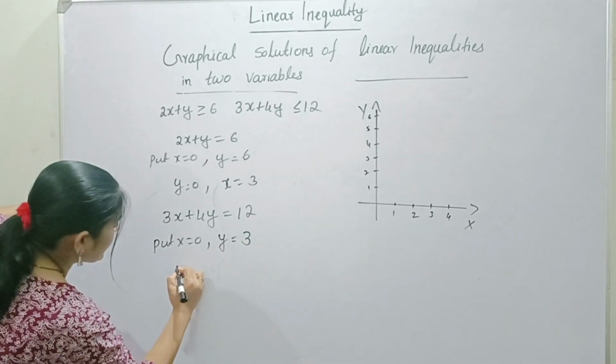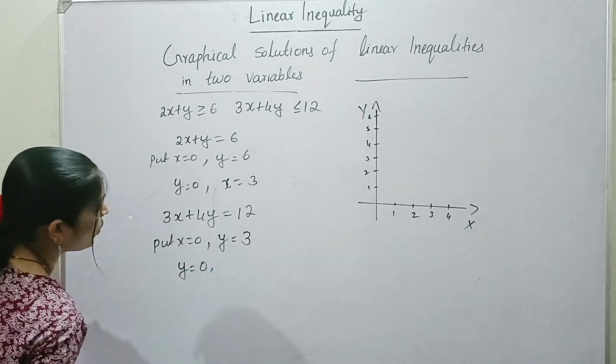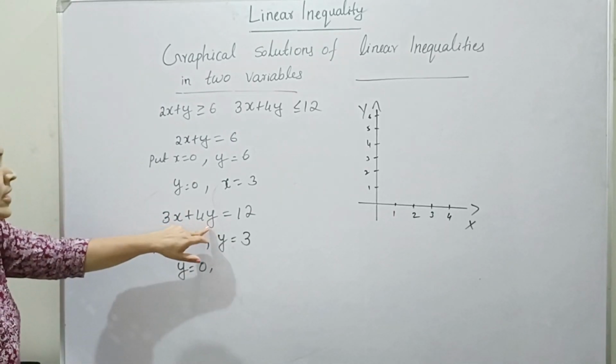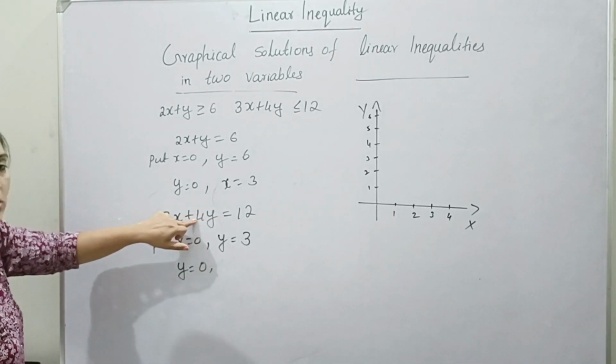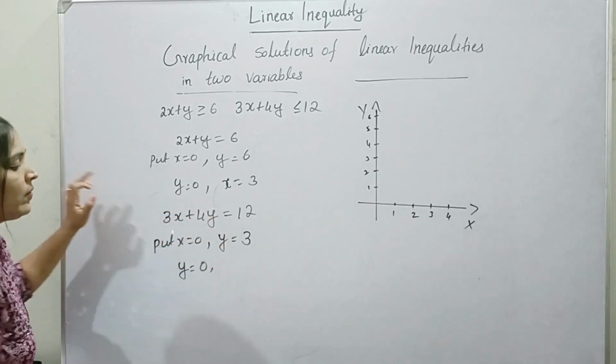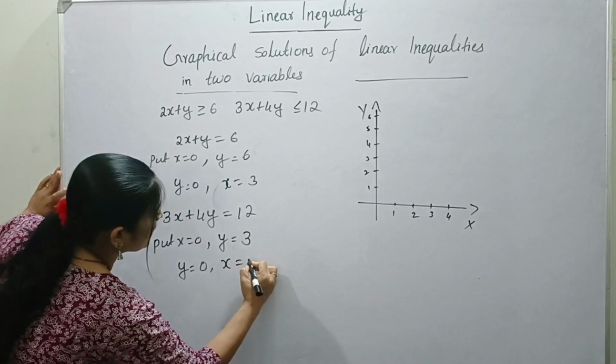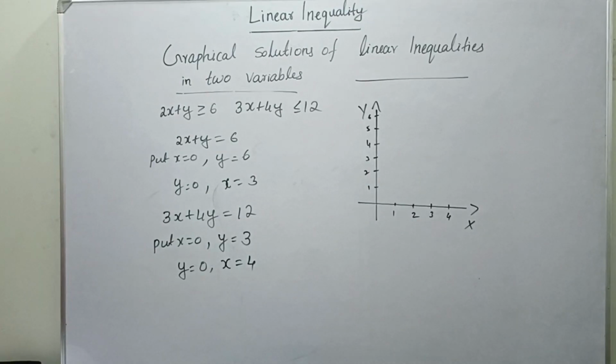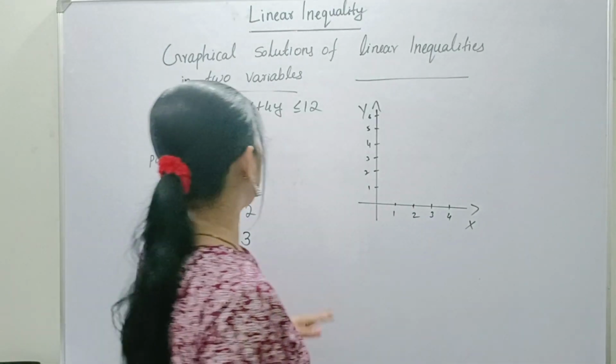Okay, then next is put y = 0. What is the value of x? Put y = 0. So 3x = 12. So x = 12 by 3, which is 4. Okay. Now let us go to the graph.